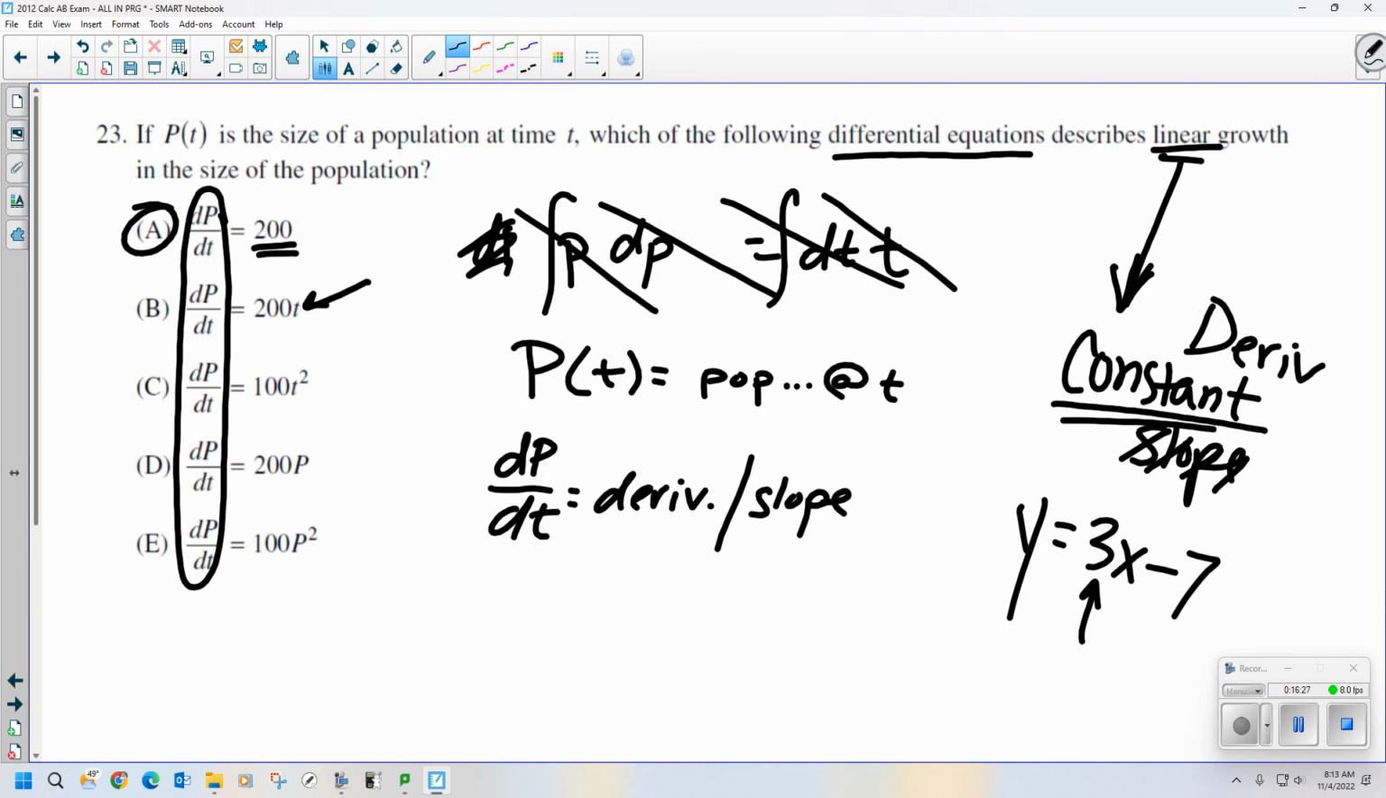The others have a variable that can change. Variable that can change. A is the only one.